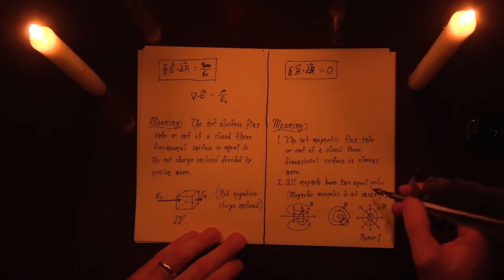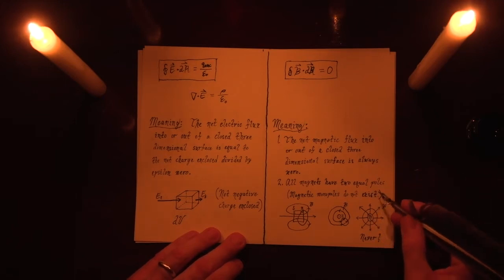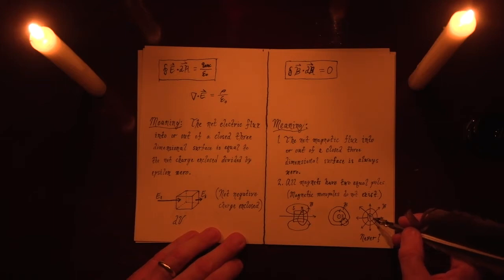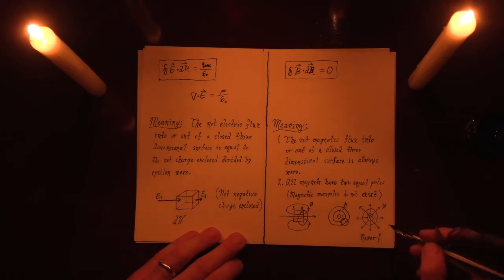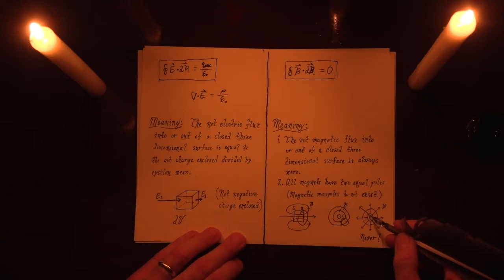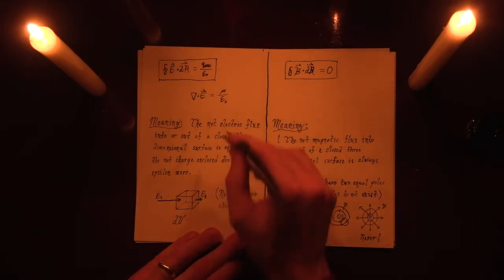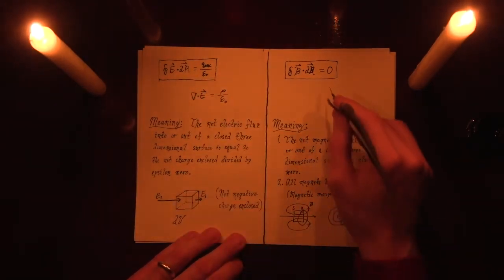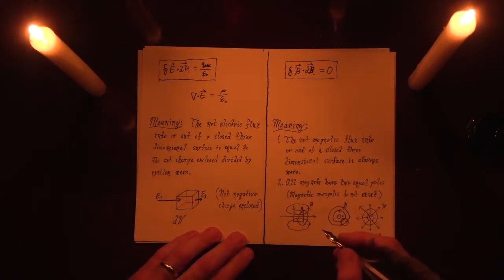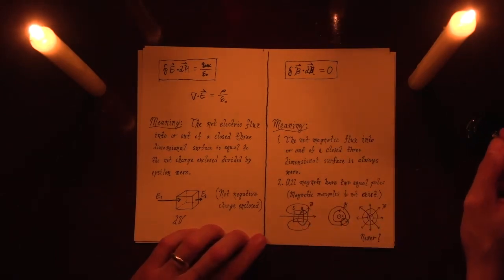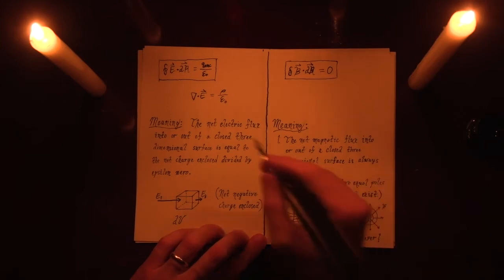And another thing, as I said, you cannot have a monopole, just a north or just a south pole of a magnet. It cannot be in nature. For example, if I had just a north pole and no south pole to an object, I would have positive magnetic flux. So you could have monopoles with charge, like a proton or electron, but you cannot have monopoles with magnetism.